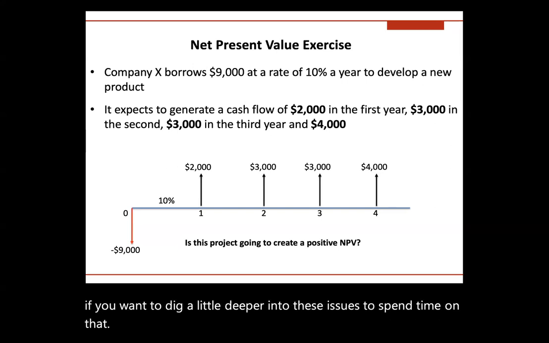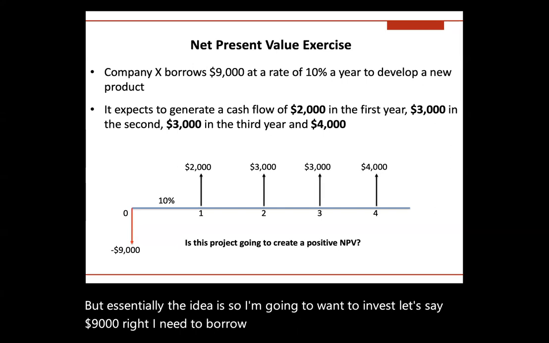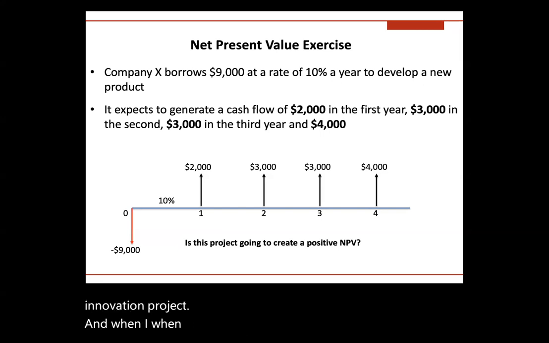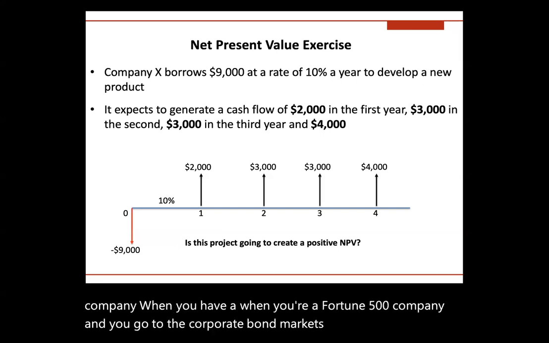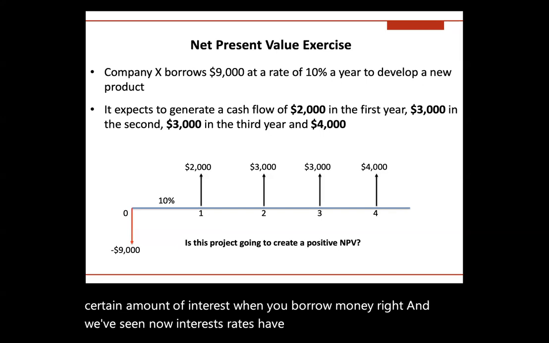But essentially, the idea is, I'm going to want to invest, let's say, $9,000, right? I need to borrow these $9,000 to finance this innovation project. And when I borrow money, even if it's internal, when you're a Fortune 500 company and you go to the corporate bond markets, you typically pay a certain amount of interest when you borrow money. And we've seen now interest rates have been going up. But in this case, we take a simple example.